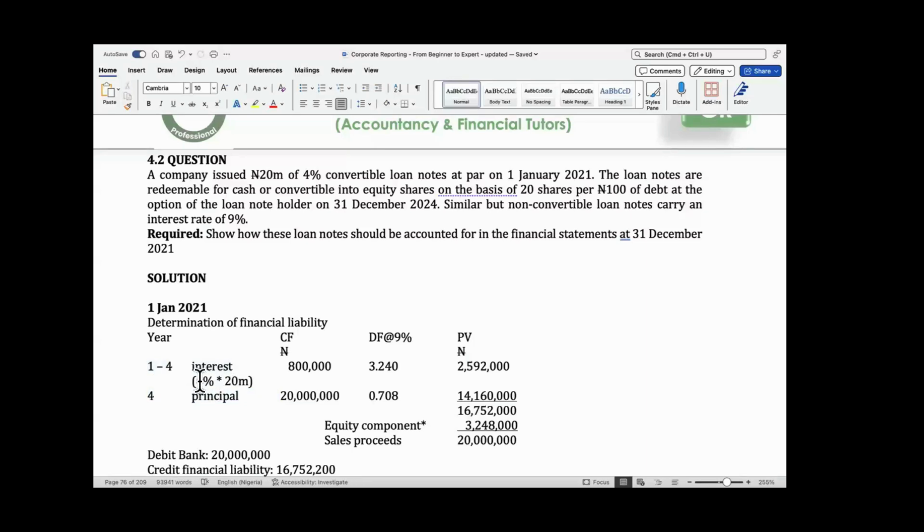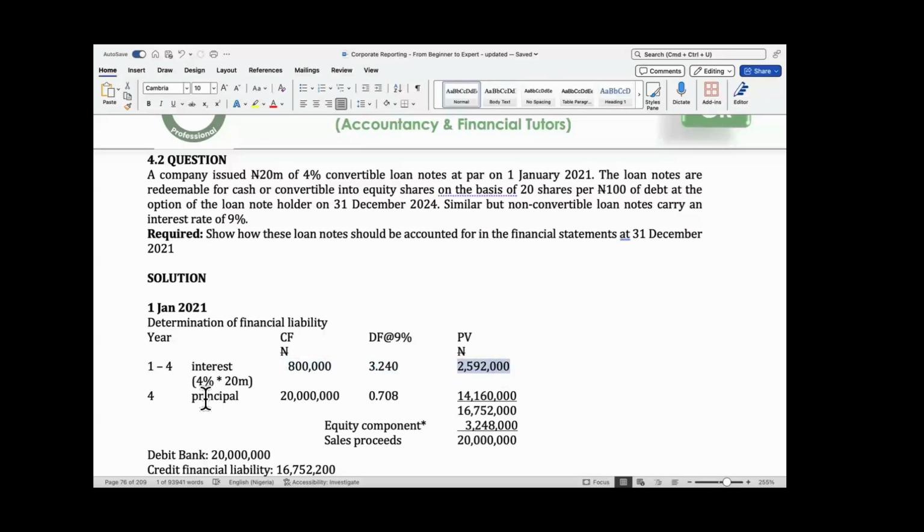Since we are paying 4% per annum on 20 million, we will be paying 800,000 per annum. If you get the annuity factor, since it's 9% and 4 years, it's 3.240. I've told you the formula for determining that is 1 minus (1 plus r) raised to power minus n, divided by r. If you punch your calculator, it gives you 3.2. If you multiply that by 800, you get 2.5 million.